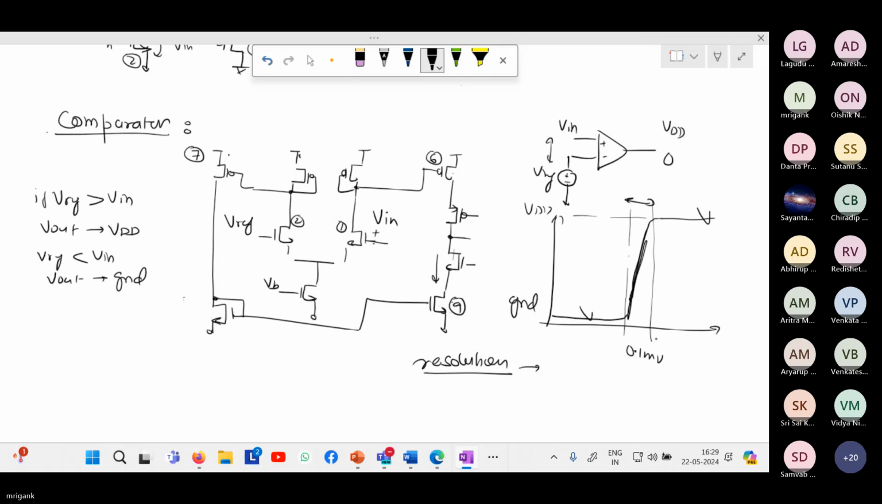So a good comparator would ideally like to have as high gain as possible, but higher gain also means lower bandwidth, and that will reduce the speed at which it can work. So there will be a direct conflict between resolution and the speed of operation. Higher resolution will lead to lower speed. That is well understood. Is that clear?